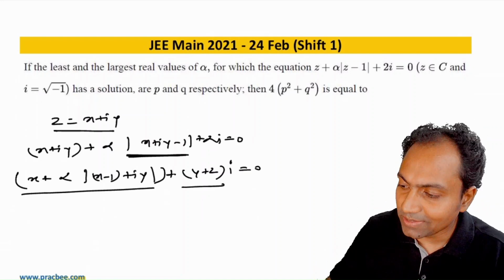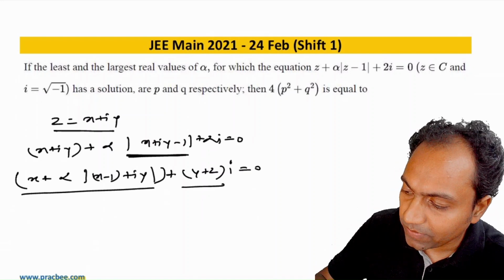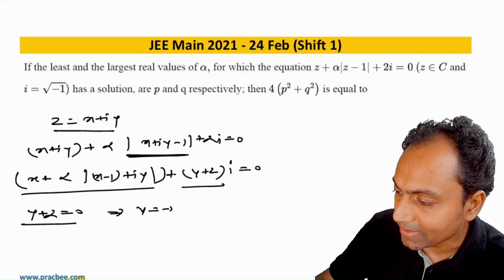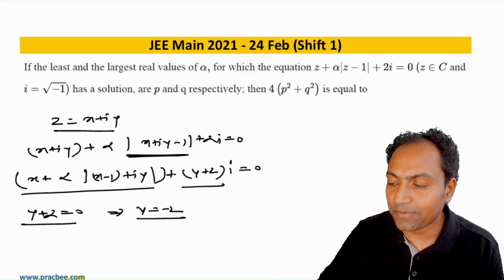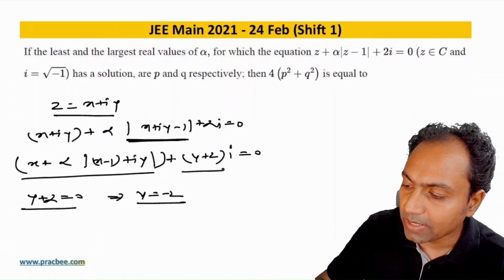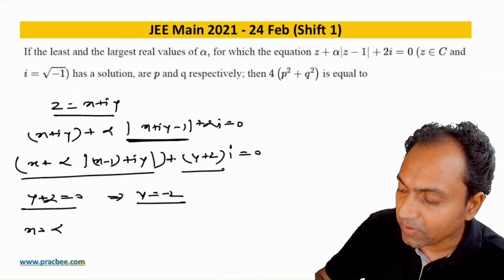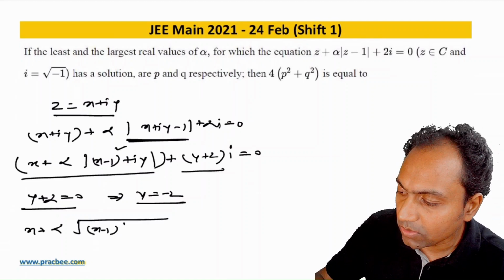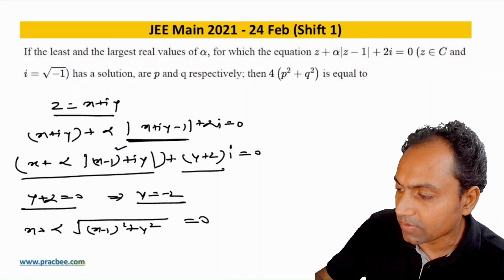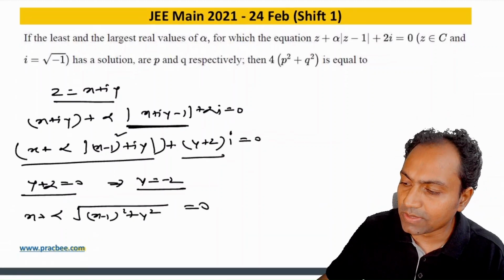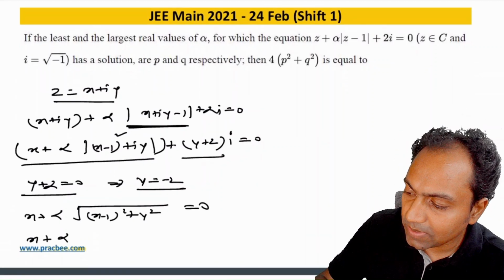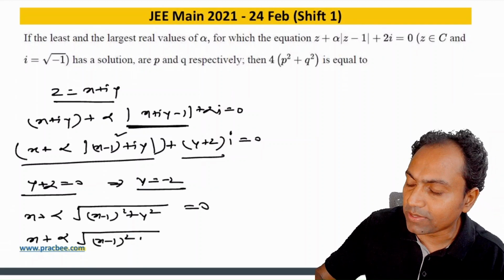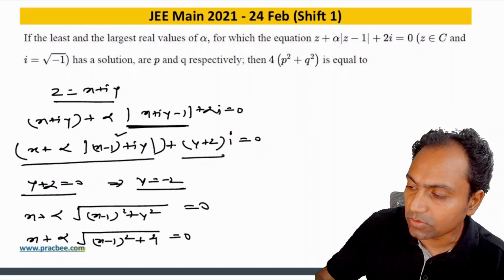Since it is equal to 0, we'll equate both the parts to 0. If I equate my imaginary part to 0, y plus 2 becomes 0, and that implies y is equal to minus 2. Further, for solving this, we'll put the real part also as 0. So x plus alpha times, I can interpret this modulus as root of (x minus 1) whole square plus y square, is equal to 0. If you further solve this, this can be written as x plus alpha times root of (x minus 1) whole square, and since y is equal to minus 2, y square becomes 4, equal to 0.